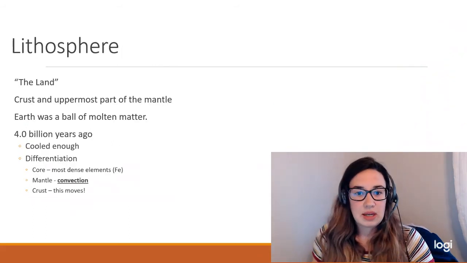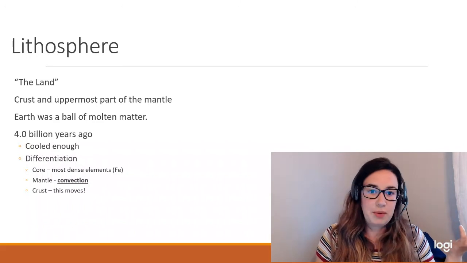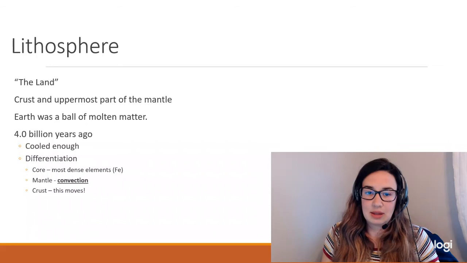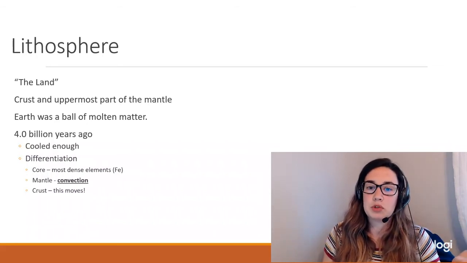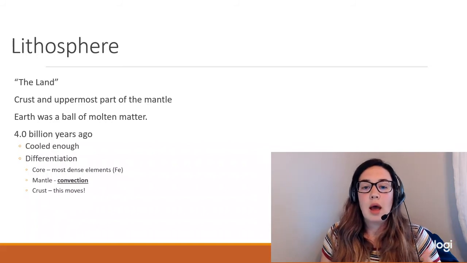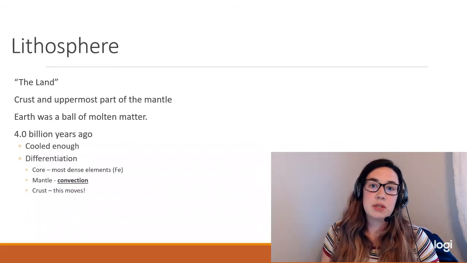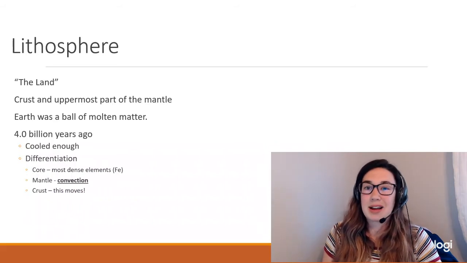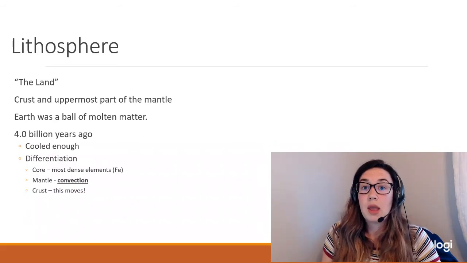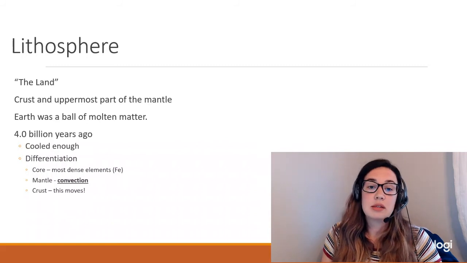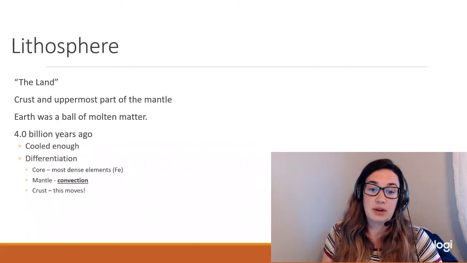Here I've included some more information on the lithosphere. The lithosphere is what we would know as the land itself. I mentioned it was the crust and the uppermost part of the mantle. Basically, Earth was a ball of molten matter approximately 4 billion years ago, but over time it cooled enough to allow differentiation to occur. That is how the Earth created these different layers as it cooled.